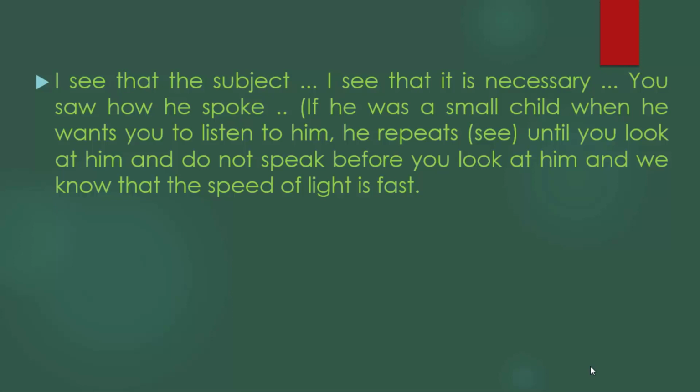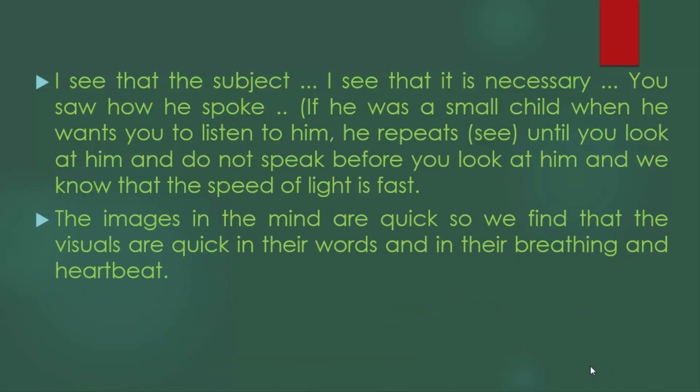If he is a small child, when he wants you to listen to him, he repeats "see" until you look at him, and do not speak before you look at him. And we know that the speed of light is fast. So if you have a child with a visual system, you will find him saying "please see, look at me, please."